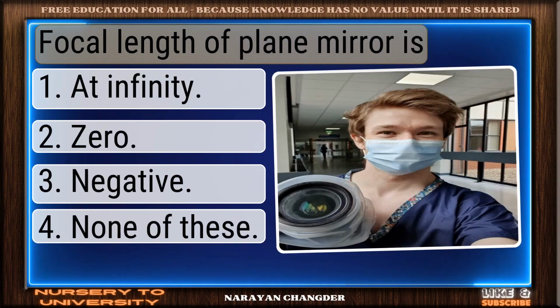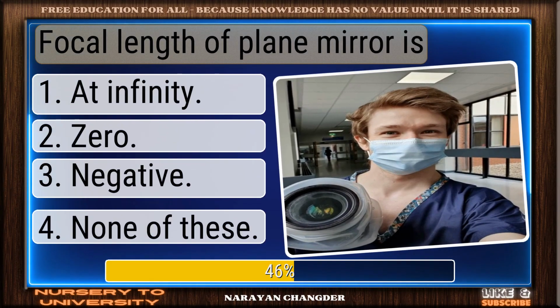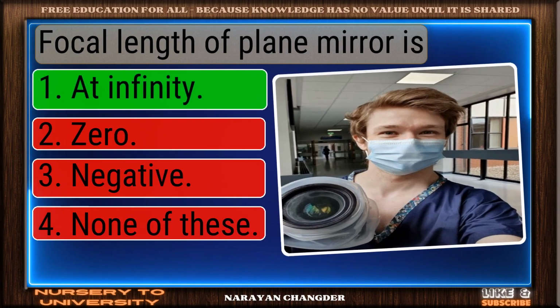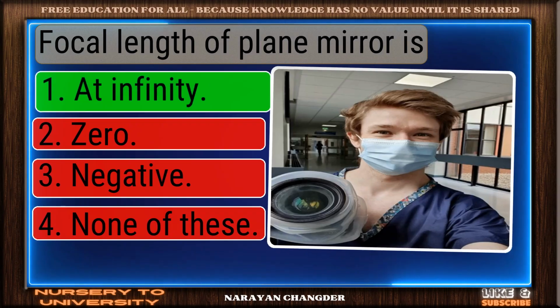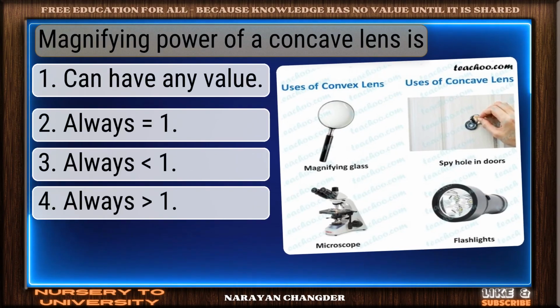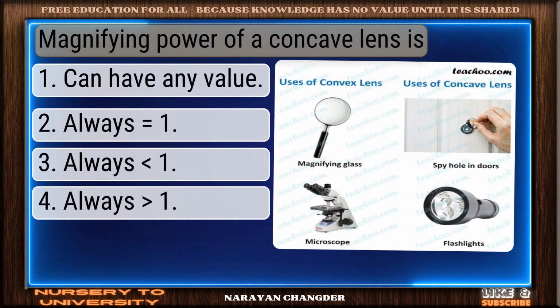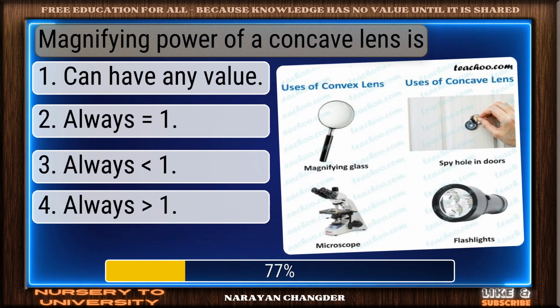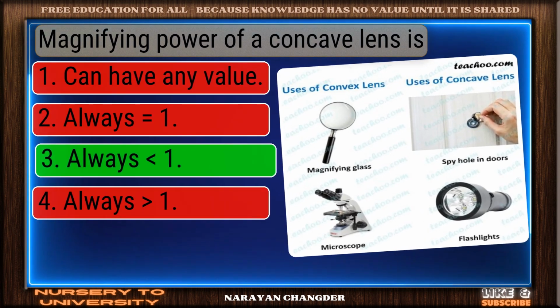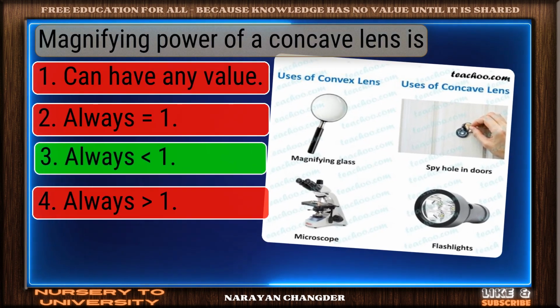Focal length of plane mirror is? Well done. At infinity is the right choice. Magnifying power of a concave lens is? Smart pick. Always 1 is the correct choice.